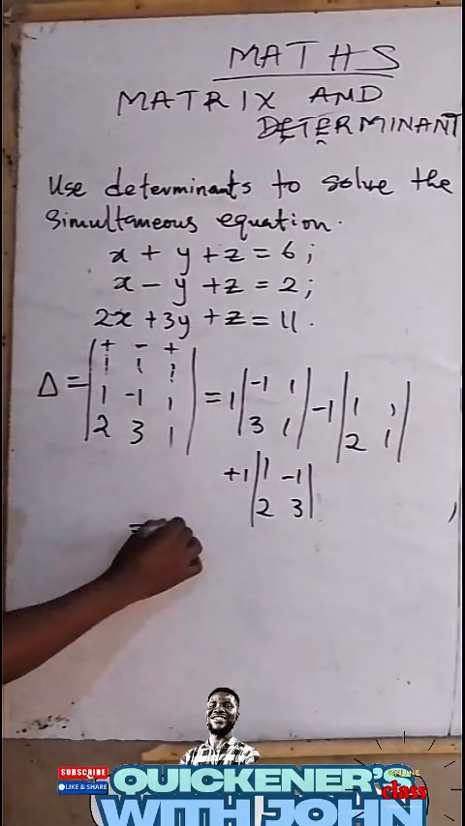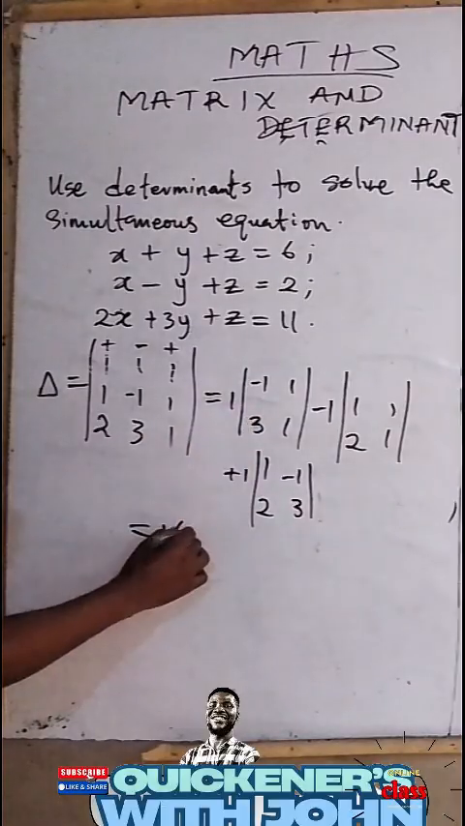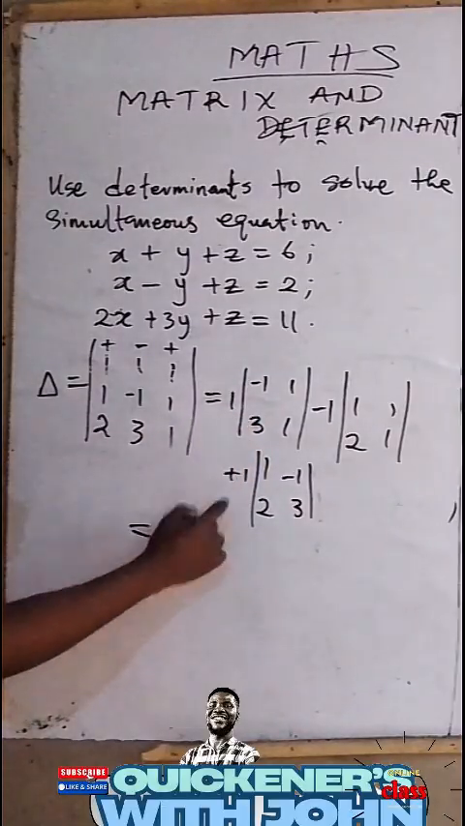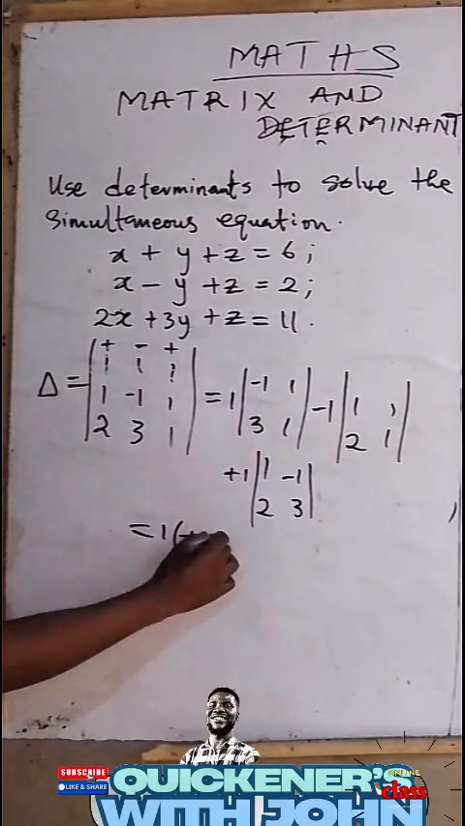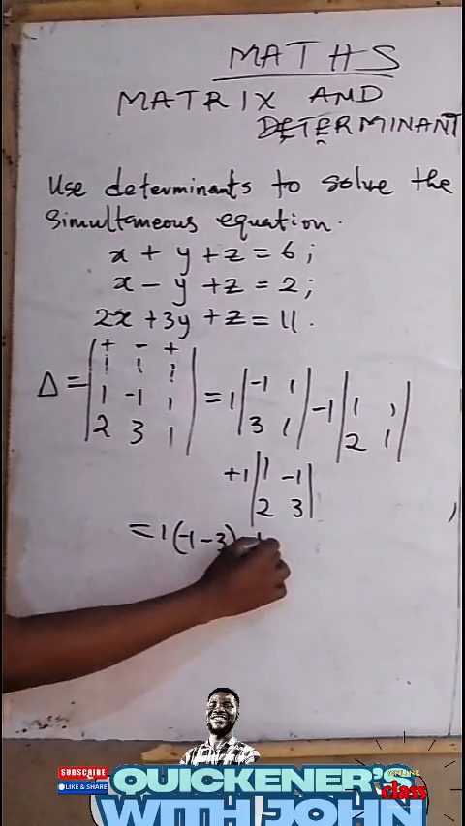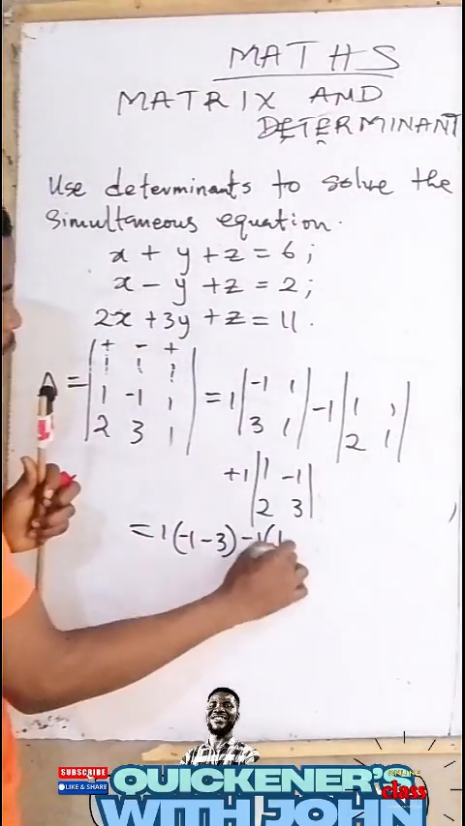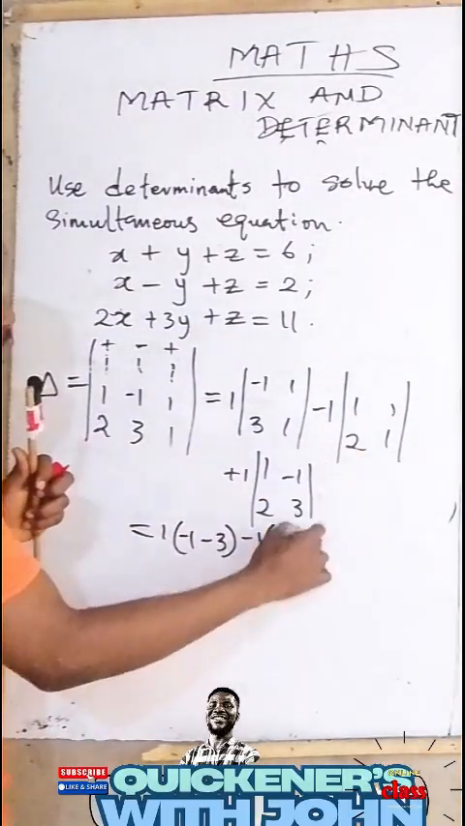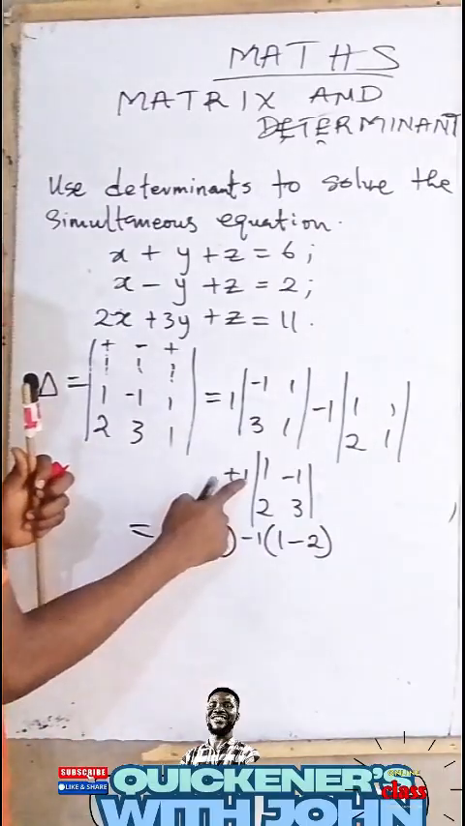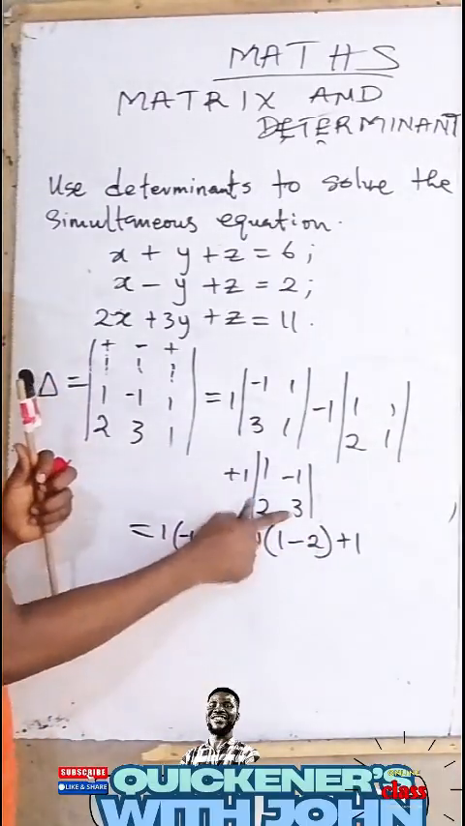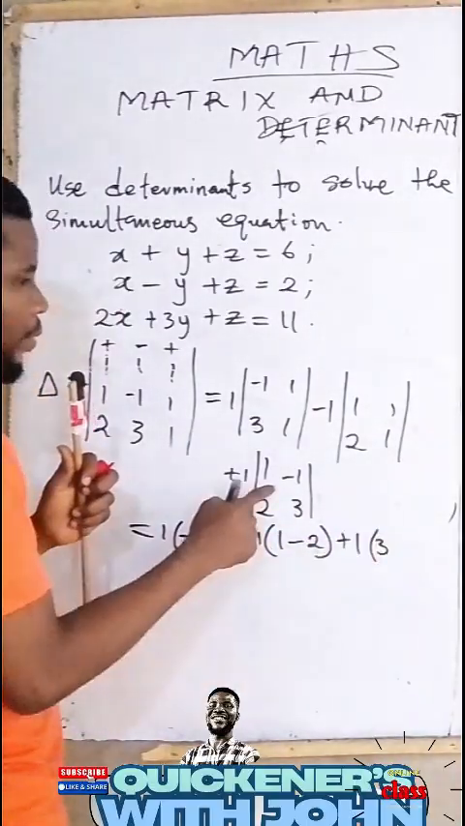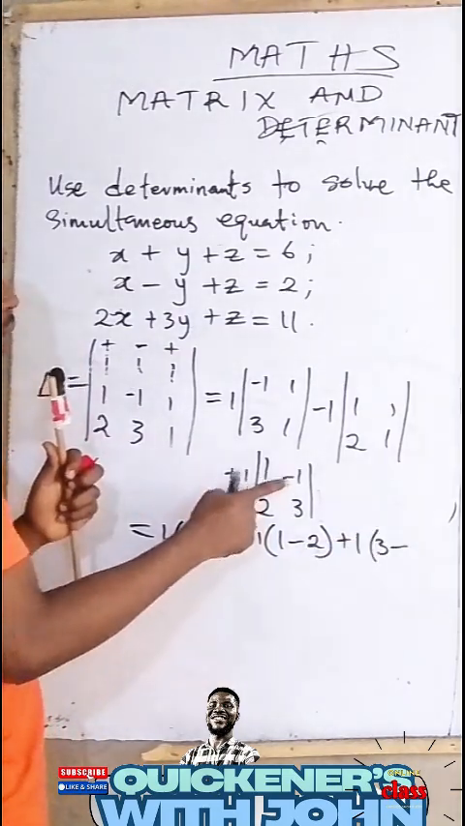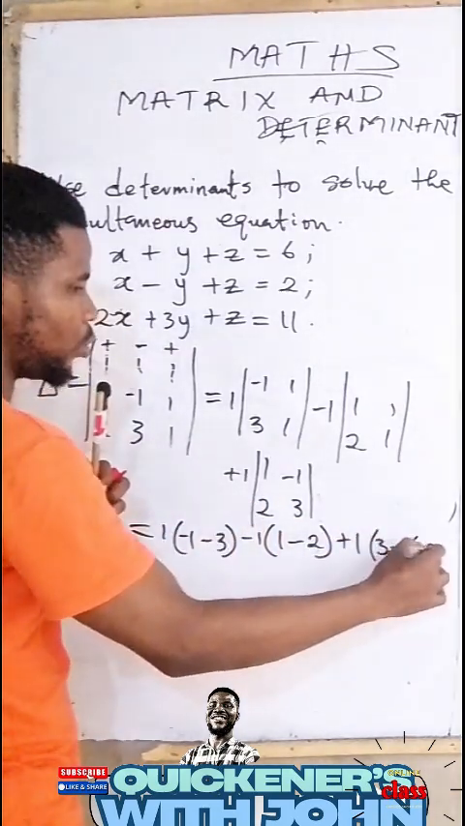So I have 1 open bracket, minus 1 times 1, that's minus 1. Minus 3 times 1, that's 3. Then minus 1, open bracket, 2 times 1, that's 2. 1 times 1, that's 1. Then the last one, plus 1, open bracket, 1 times 3, that is 3. Minus minus 1 times 2, that's minus 2. Are you with me?